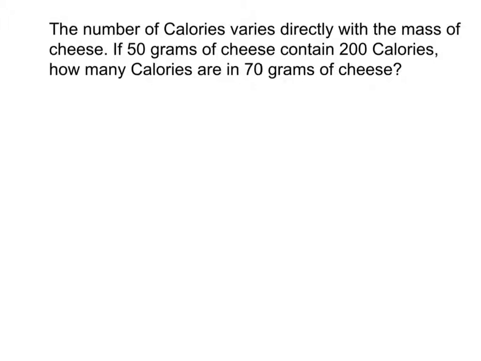This one says, the number of calories varies directly with the mass of cheese. Number of calories varies directly with the mass of cheese. I'll just use M. So I'm going to let you see if you can find K, write your direct variation rule, and then answer the question. Oh, let me finish reading. If 50 grams of cheese contain 200 calories, how many calories are in 70 grams of cheese?